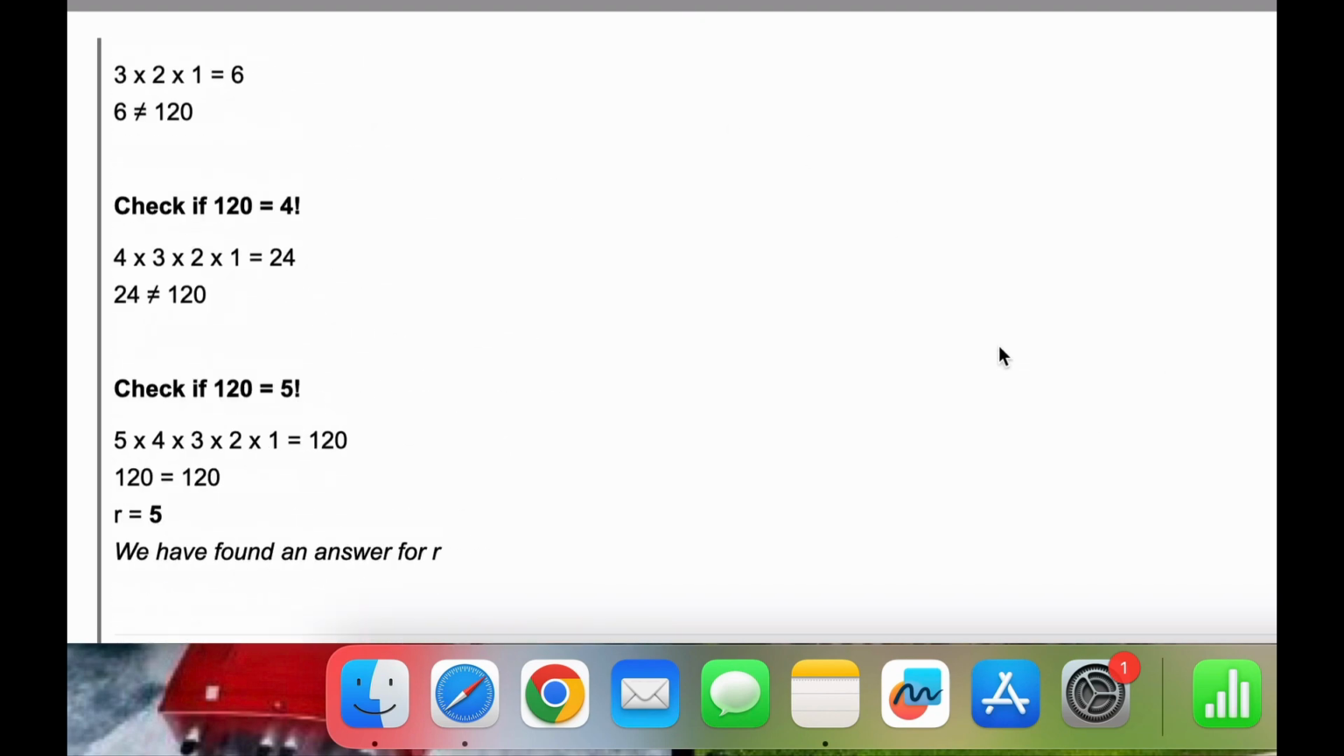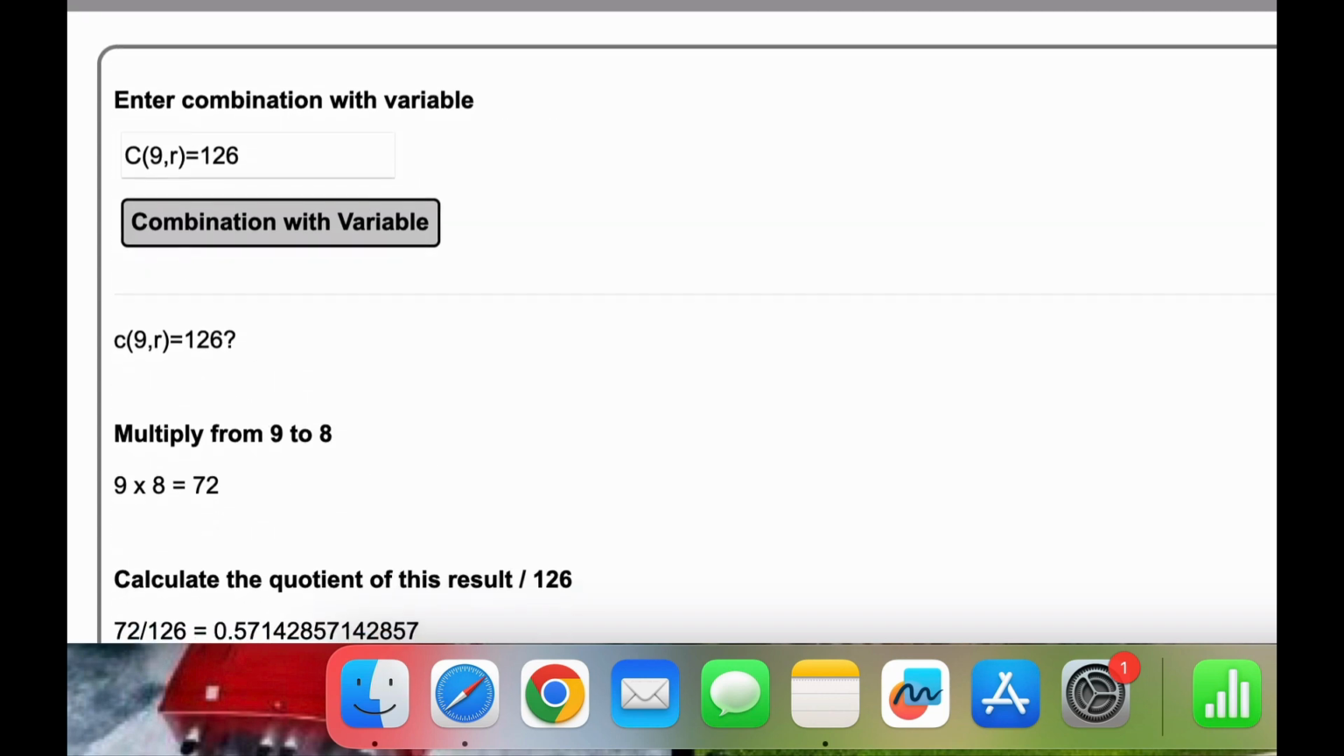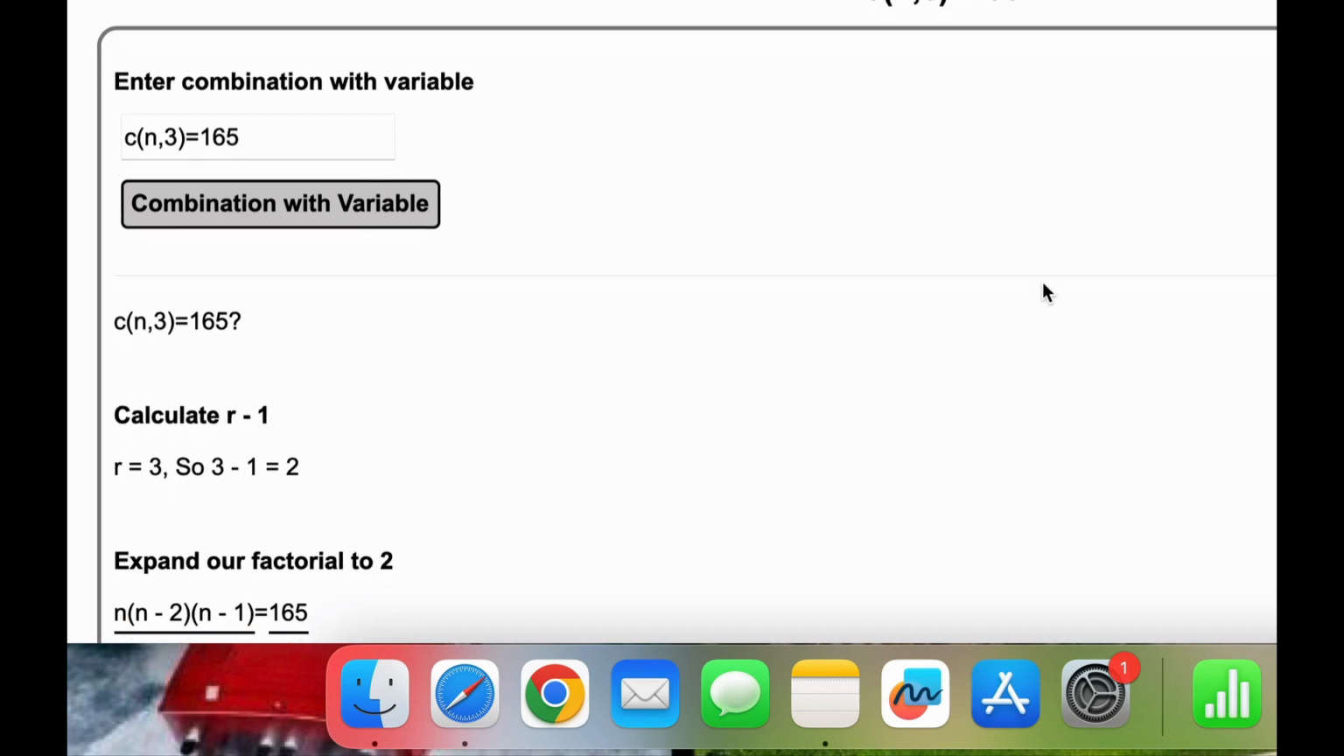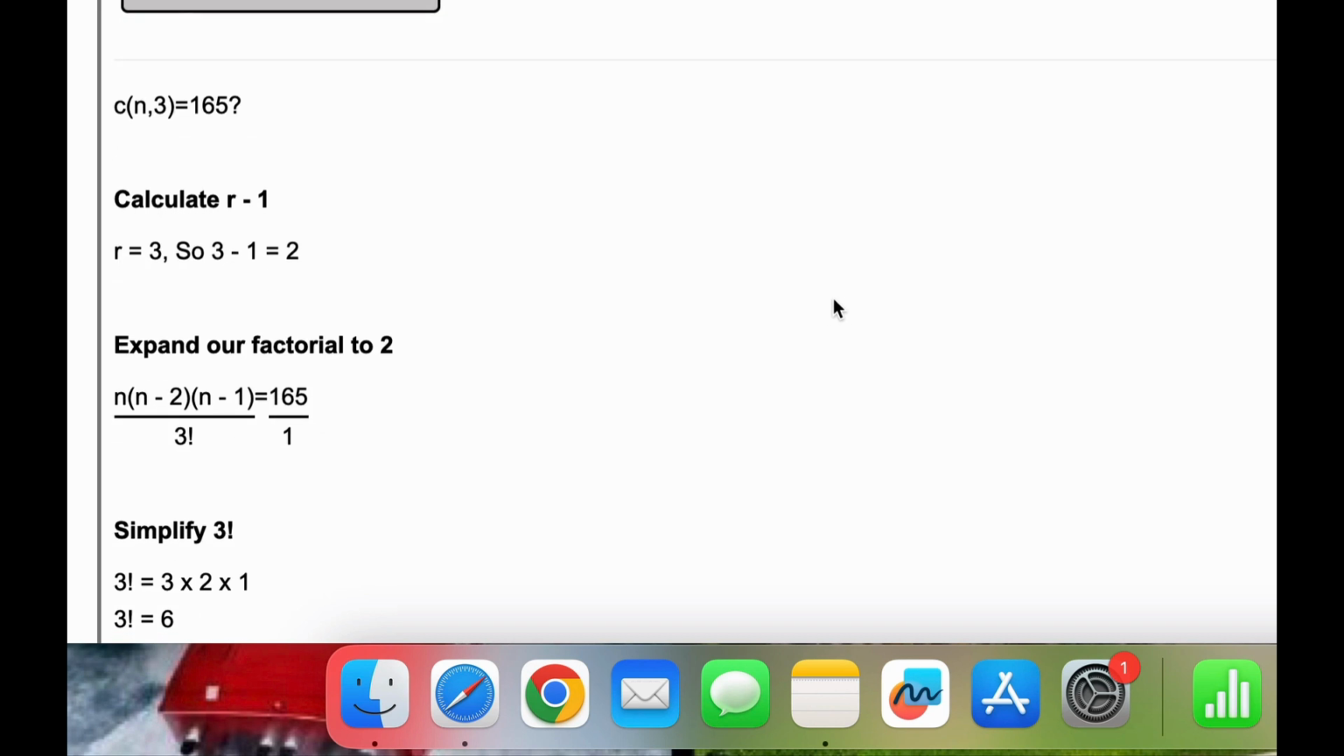What if we want to solve for n? So I'll take another example. I'll paste this in here. We want to see C(n, 3) equals 165. We want to solve for n. So we'll go ahead and, let's do this here. There we go. Okay. So this algorithm's different when we solve for n.